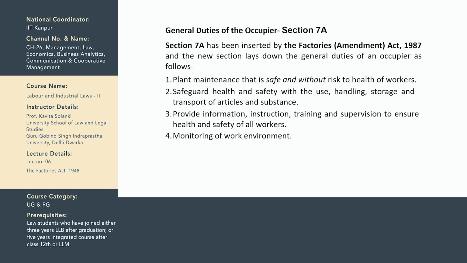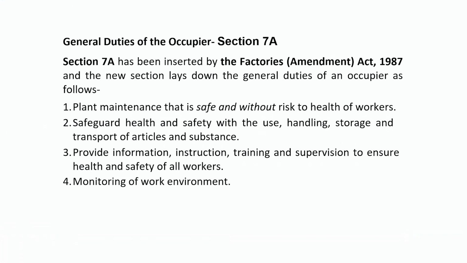Section 7A has been inserted by the Factories Amendment Act in 1987, and this new section lays down the general duties of the occupier, which are as follows. Plant maintenance, that is, safe and without risk to the health of the worker. This is the duty of the occupier to see to what extent the plant is safe for the workers, and there should not be any risk involving the health of the workers.